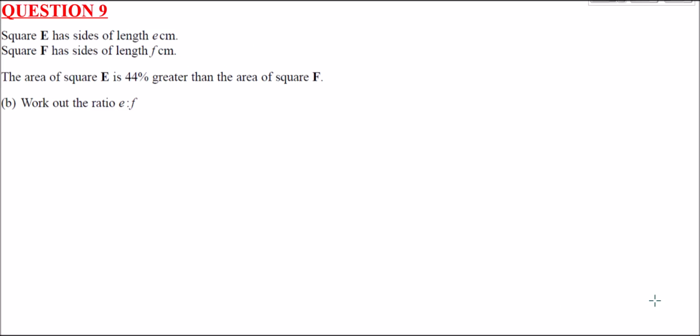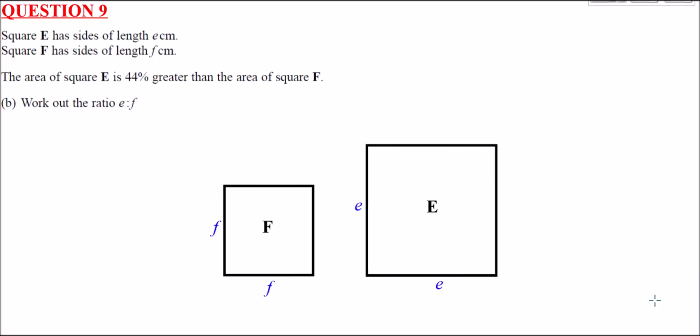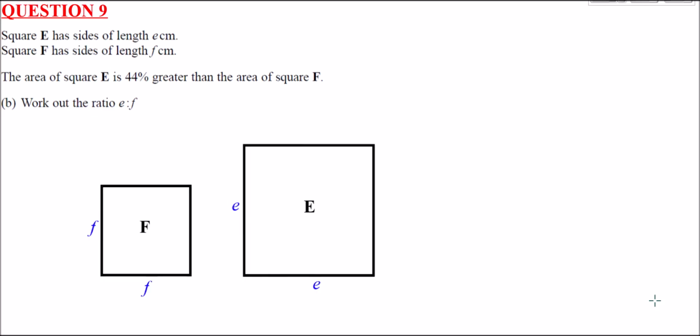Part B, again, similar idea here. We've got square E and square F. Square E has sides E centimetres, square F has sides F centimetres. The area of square E is 44% greater than the area of square F. Work out the ratio of E to F. So again, I'll just get the squares drawn out for us. So here they are. And so we've got F with sides F and square E with obviously sides E.